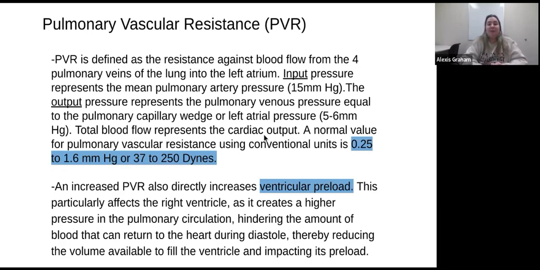An increased PVR also directly increases ventricular preload. This particularly affects the right ventricle, as it creates a higher pressure in the pulmonary circulation, hindering the amount of blood that can return to the heart during diastole, thereby reducing the volume available to fill the ventricle and impacting its preload.